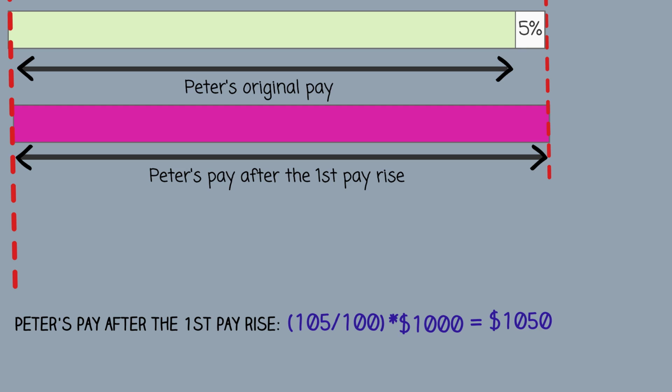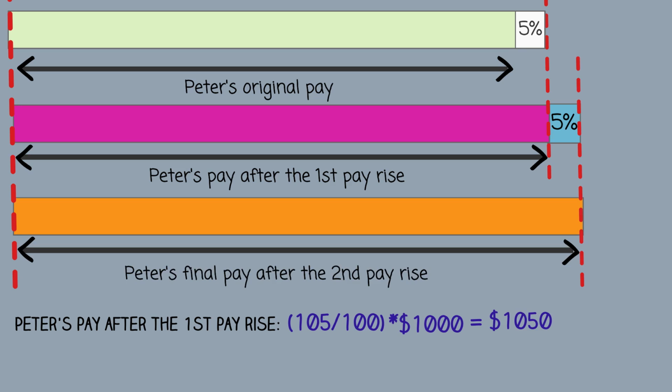Using the model, we can add one small rectangular bar to the pink bar to represent the pay rise of 5%. Do note that this small white bar, depicting the first pay rise of 5%, is different from the small blue bar, depicting the second pay rise of 5%. This is because the white 5% bar is based on Peter's original pay, while the blue 5% bar is based on Peter's pay after the first pay rise. This orange bar represents Peter's pay after the second pay rise. The orange bar is longer than the pink bar. This shows Peter's pay after the second pay rise is greater than before.